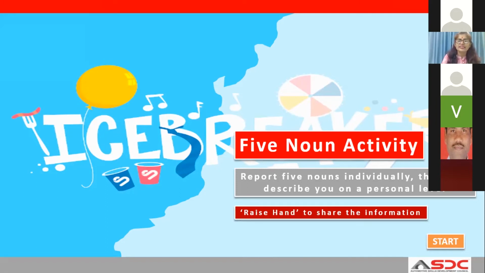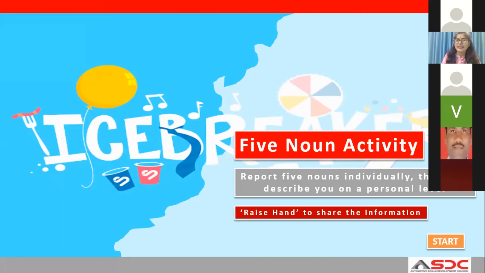Fine. So we have just completed this 5 noun activity, and you must be feeling that in the first round when we introduced ourselves, it was simply an introduction, but when it comes to saying something about ourselves or our belongings, some feeling and some interest are attached. Am I making sense here? Am I right? Yes. So this is what we call an icebreaker.